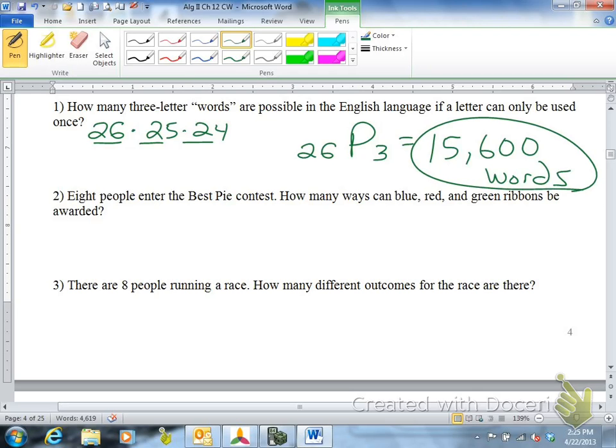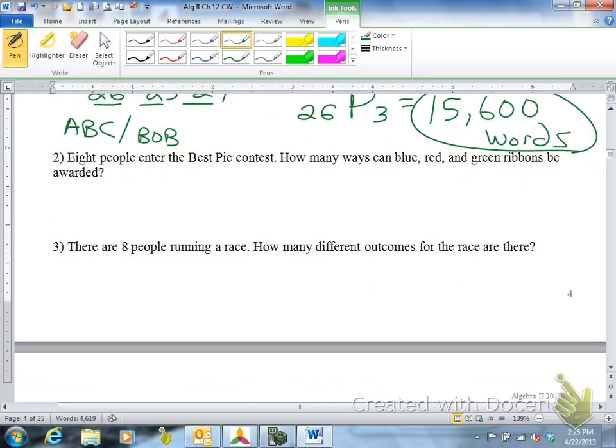There are 15,600 possible 3-letter words in English. That's just possible words. That's counting words like ABC, which isn't really a word in English. But it's also not counting B-O-B, Bob, which is a word, but you reuse the B. So there's at most, I would say, 15,600 words. There's probably fewer than that, though, in English.